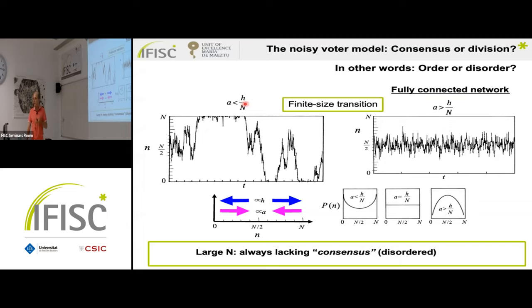As statistical physicists, we tend to take the limit n large. So when Kirman doesn't have a problem, Kirman is dealing with thousands of brokers or hundreds of brokers. Okay, but here, to analyze this model from the point of view of statistical mechanics, we take the limit of large n. In the limit of large n, the model always lacks consensus because the critical value is always zero. A is always greater than h over n because n is infinite. So we're always in that situation.